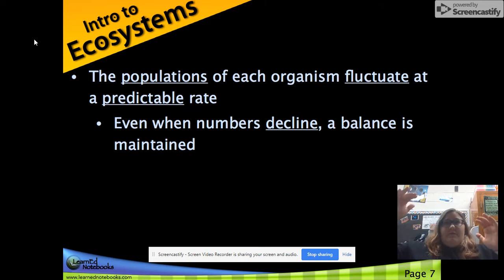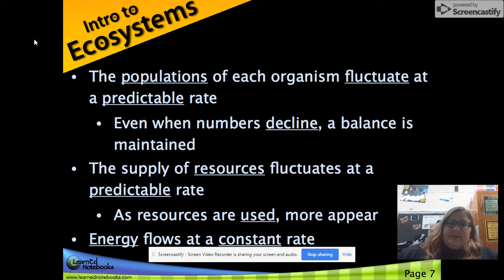Even if the number of animals declines, there has to be a balance maintained, so that not all the animals go extinct. The supply of resources fluctuates at a predictable rate. The resources, there are 4 things: water, food, shelter, and space. Those are the 4 things that animals will need.